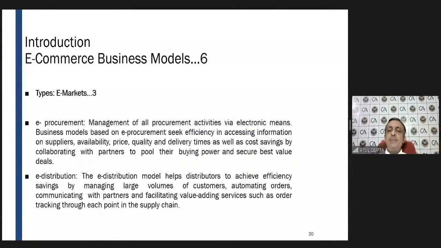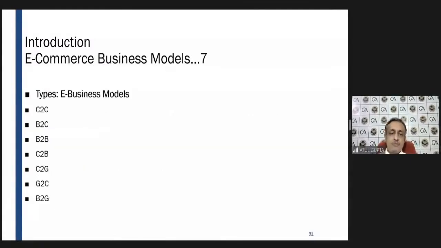E-procurement is the management of all procurement activities in electronic form. E-distribution is distribution through an e-platform. Now, these are the business models. So, a lot of additions have been done.